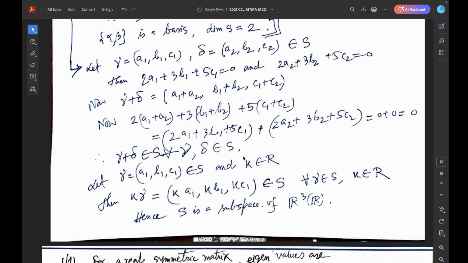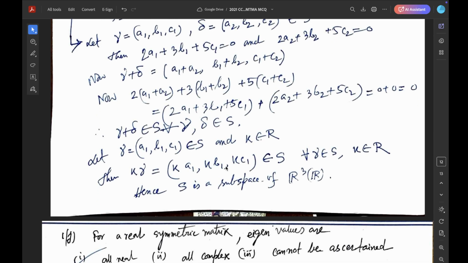Let gamma equal to this and k a scalar belonging to the real numbers. Then k gamma equals this, for all gamma belonging to S and for all k belonging to R. And this also belongs to S, because 2 times this plus 3 times this plus 5 times this also equal to 0. Hence S is a subspace of R3 over the field R.